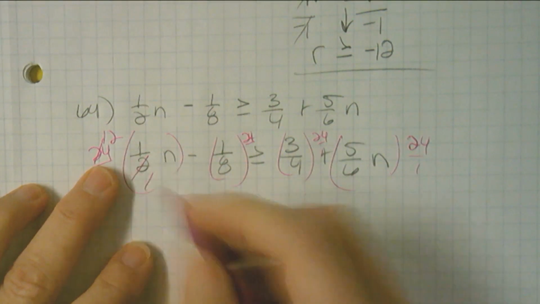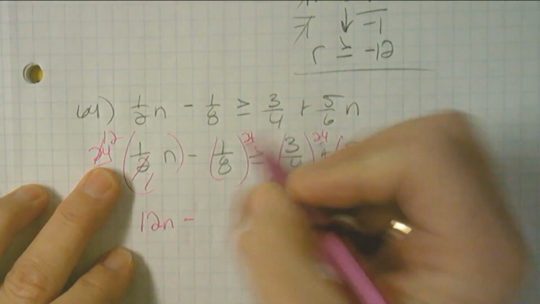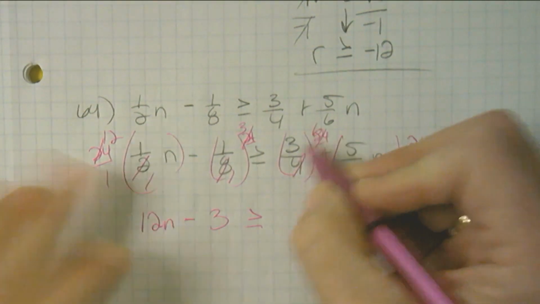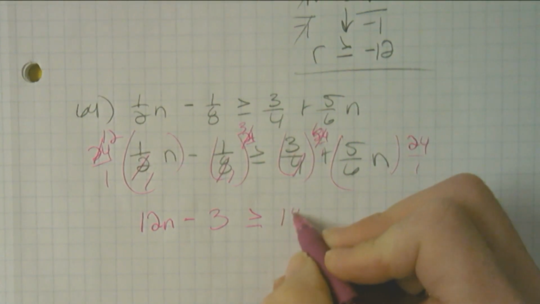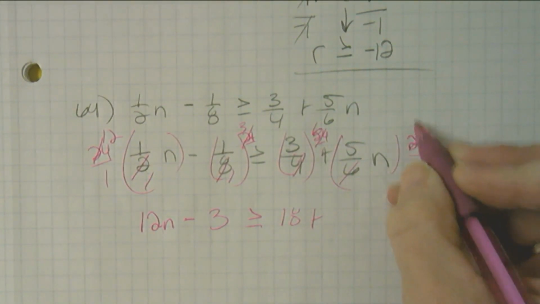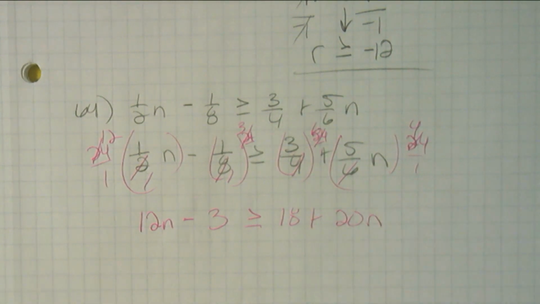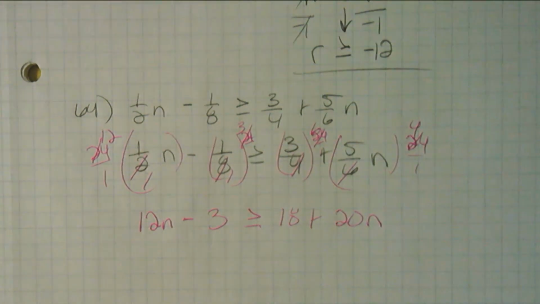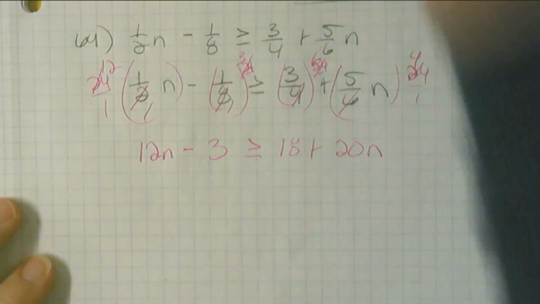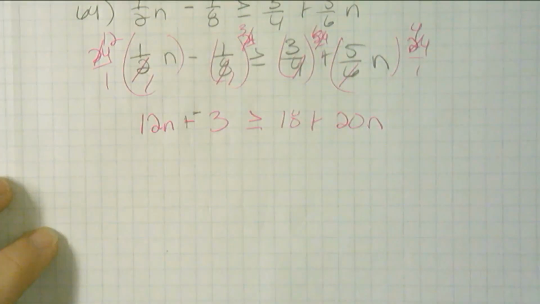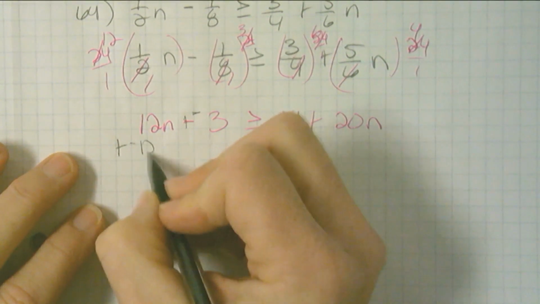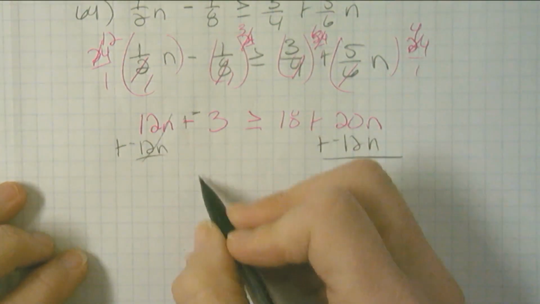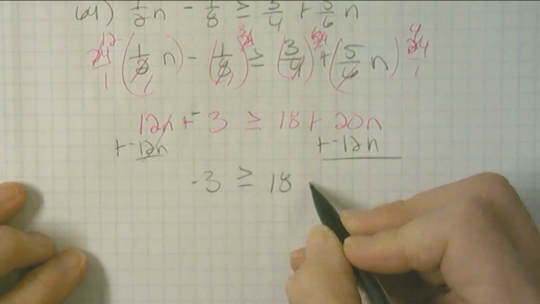So when I do that, my first term is now 12n minus 3 is less than or equal to, well, 3 times 6 is 18, plus 5 times 4 is 20n. Did I do that right, you guys? Okay, so now I have a variable on both sides, an inequality without any more fractions. So I'm going to do adding the opposite. I'm going to add a negative 12n to both sides. I like getting my variable terms positive. That's just me. So I have negative 3 is greater than or equal to 18 plus 8n.